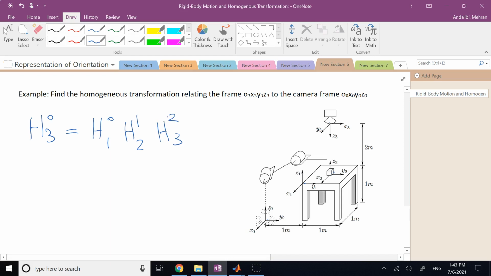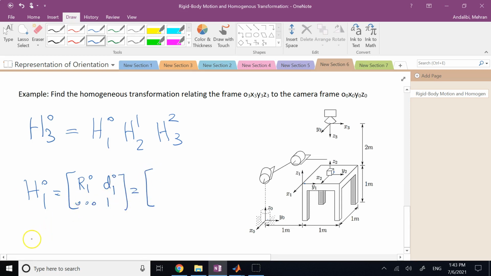So if I find each one of these h's, multiply them together, that gives me the final result. So what is h of 1 with respect to 0? Well, it is like r of 1 with respect to 0, d of 1 with respect to 0, 3 zeros and a 1.